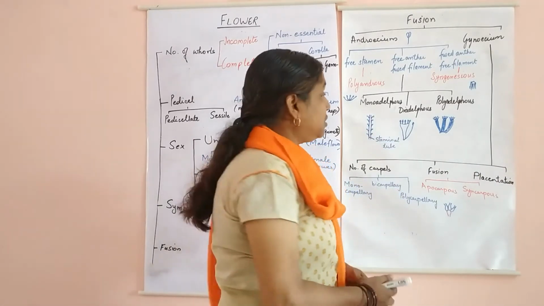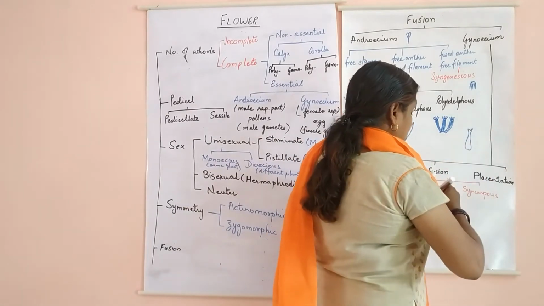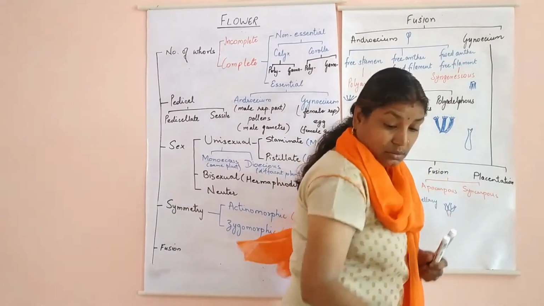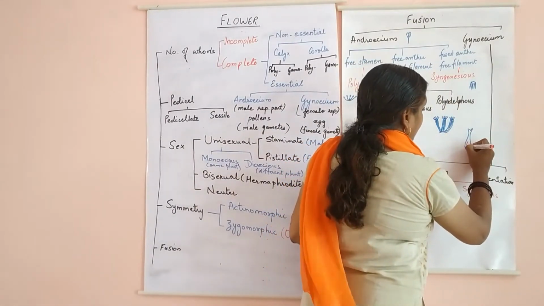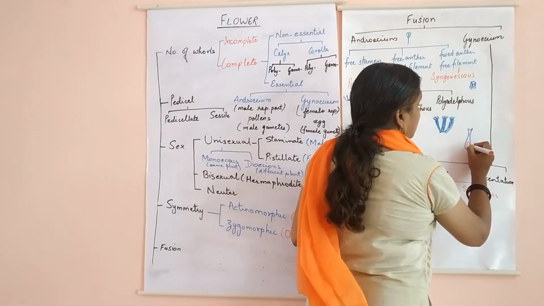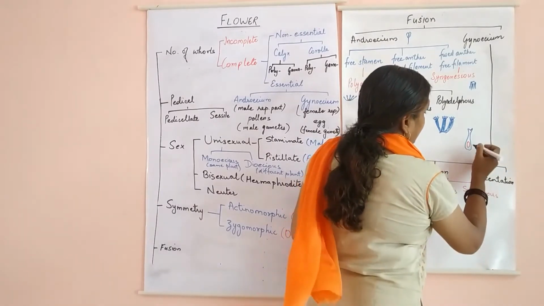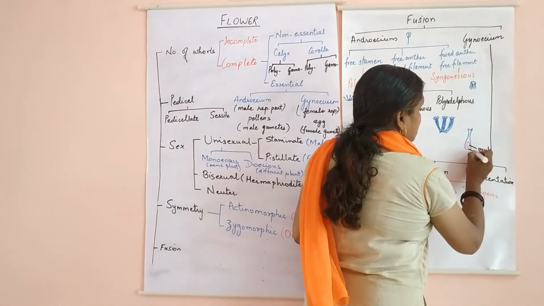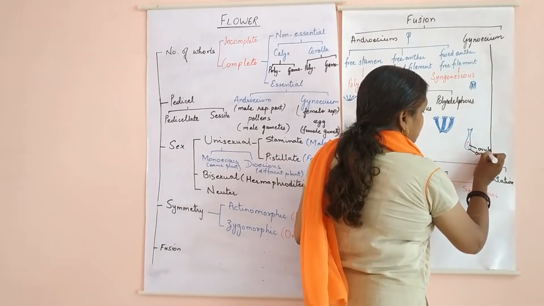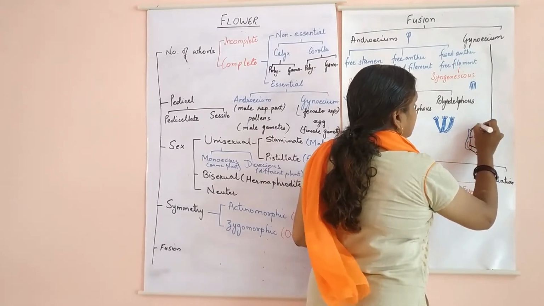We have already seen this. This is your carpel and this is your ovary. So, this is your ovule, this is your ovary, style and stigma.